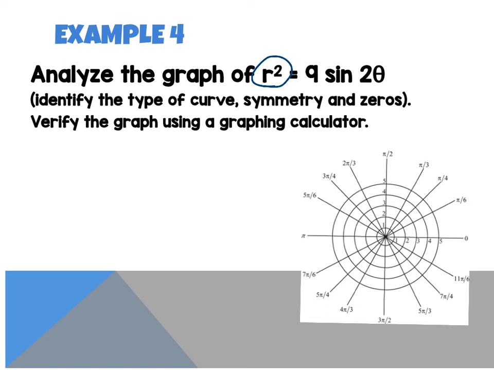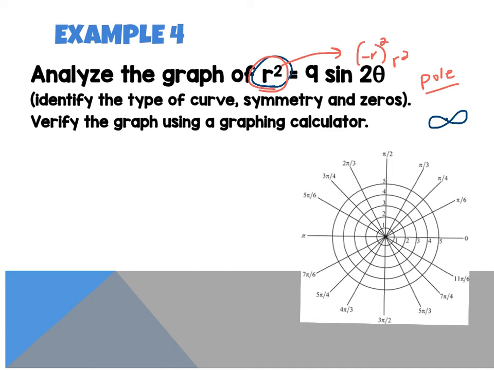When the r is squared, if I plug in a negative r, which is my test for symmetric to the pole, that r goes back to normal. So when you see r squared, know that it's symmetric to the pole and not to the pi over 2. Also, because it's squared, I know this is a lemniscate, so this is one of those infinity shapes.